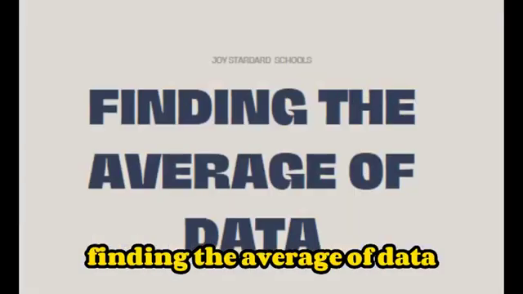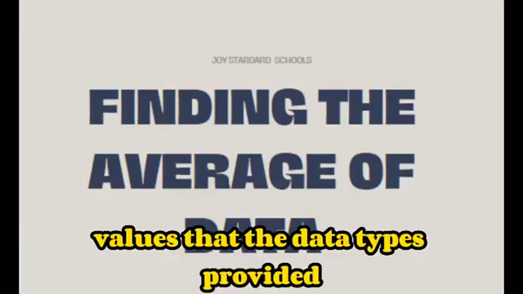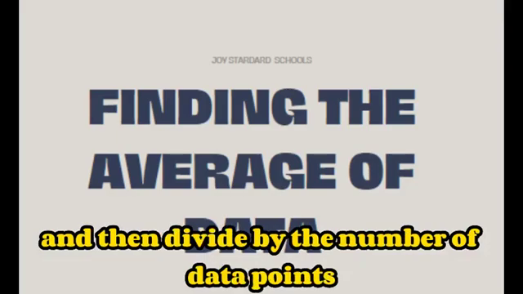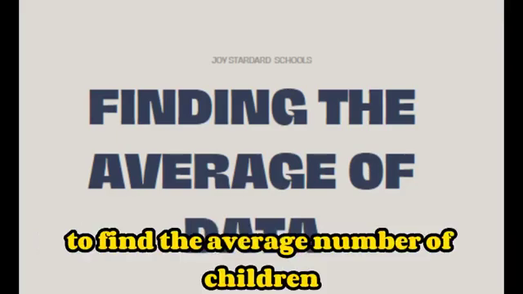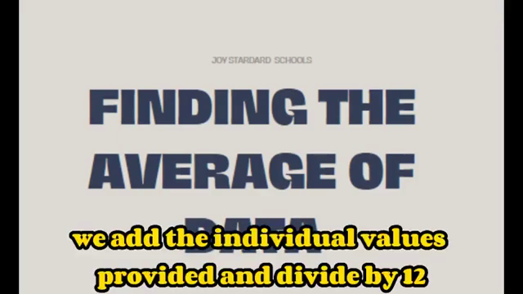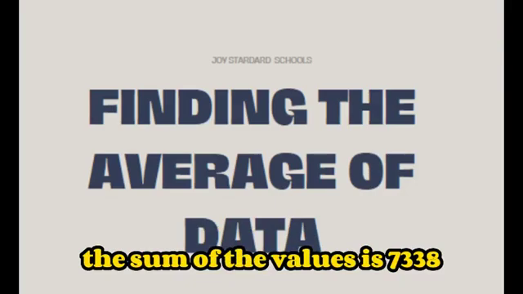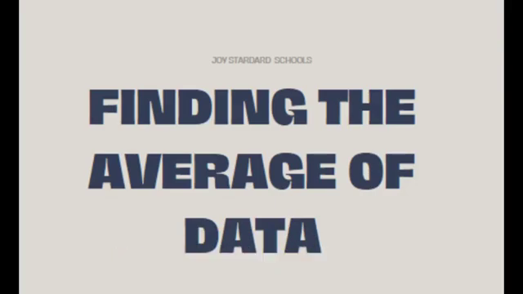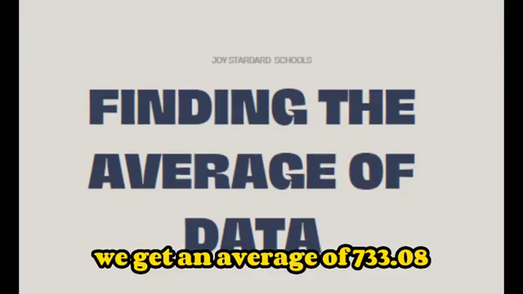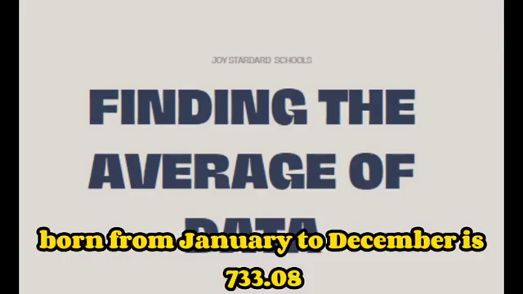Finding the average of data. To find the average of data, we add the individual values of the data types provided and then divide by the number of data points. For example, to find the average number of children born from January to December, we add the individual values provided and divide by 12, the number of months in a year. The sum of the values is 7,338, and when divided by 12, we get an average of 733.08. Therefore, the average number of children born from January to December is 733.08.